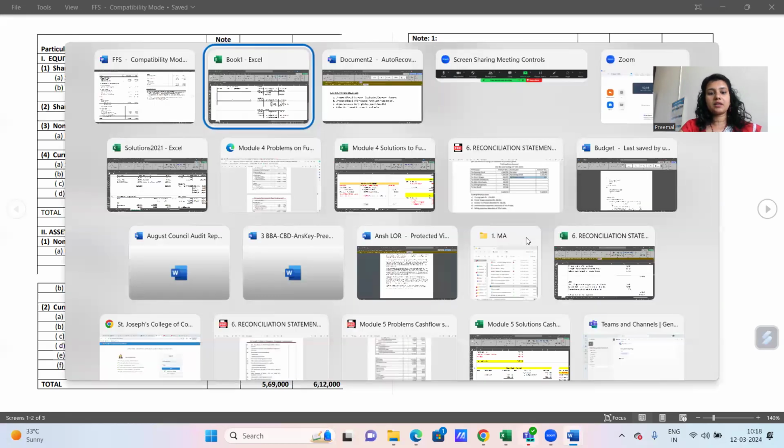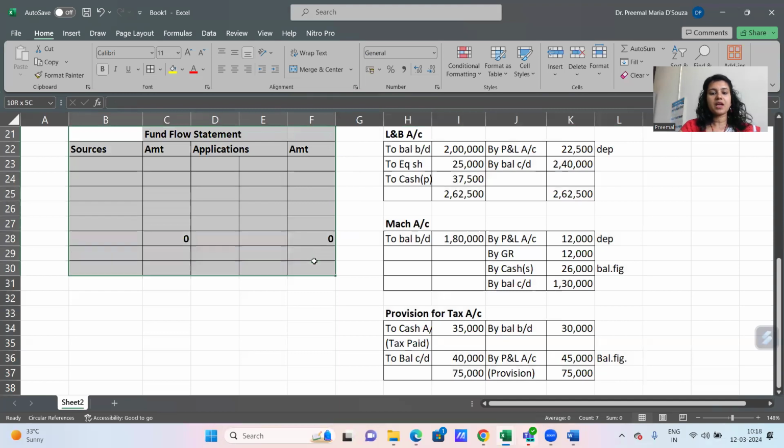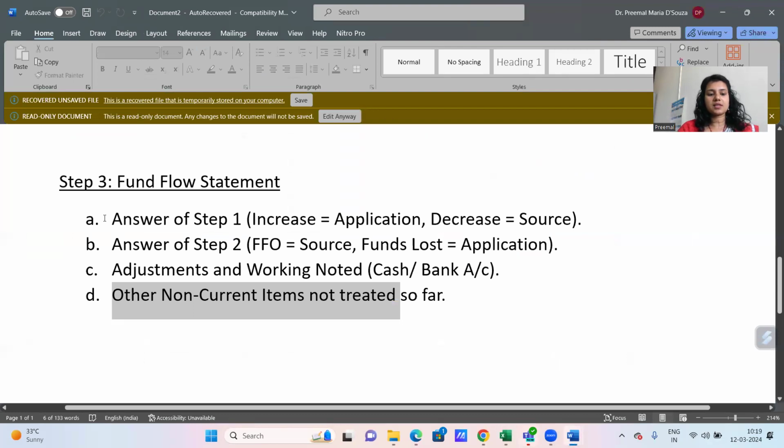So let's look at the format of the fund flow statement, which is our last step. Fund flow statement is in a T format where you have sources on one side and applications on the other side. Any point you are getting funds, there is funds inflow that comes under sources. And any point you're paying funds or there is outflow of funds, then that will come under applications. So let's look at our guidelines again and start working out this step.